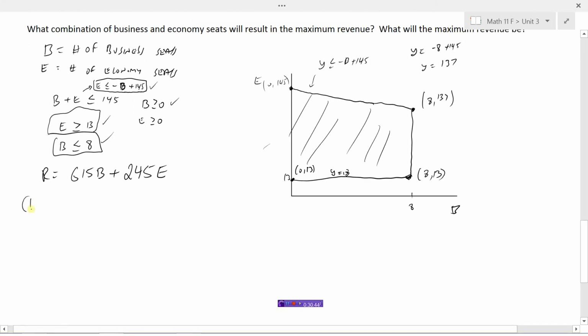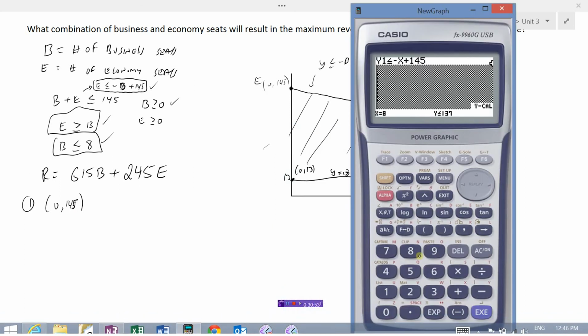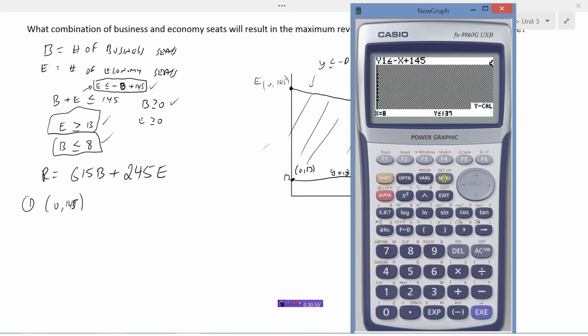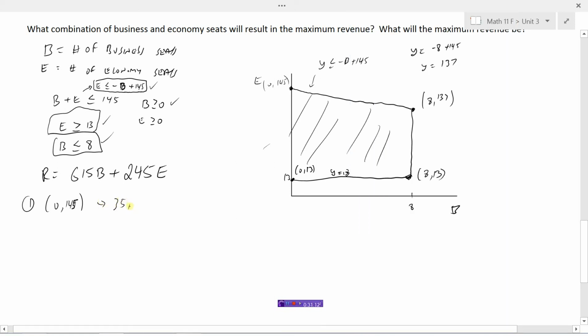So here's our objective function right here. So point 1 is the point 0, 145. So if we put in the calculator 615 times 0 is not going to give us anything, but 245 times 145 will. It gives us 35,525. All right, so that's how much money we would make if we went with 0 business class and 145 economy class. Let's do the next one.